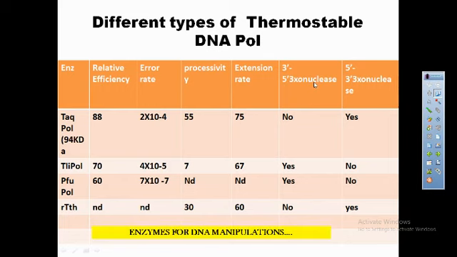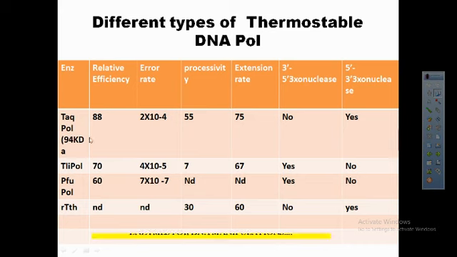There are many types of thermostable DNA polymerase enzymes used. Basically, we are very accustomed to the Taq polymerase, which is about 94 kilodaltons, isolated from Thermus aquaticus, with a relative efficiency of 88. The efficiency is very high, but if you see the error rate, it is about 2 into 10 to the power minus 4. So after every 10,000 bases, two bases will be added wrong. So instead of this one, we have to go for another.